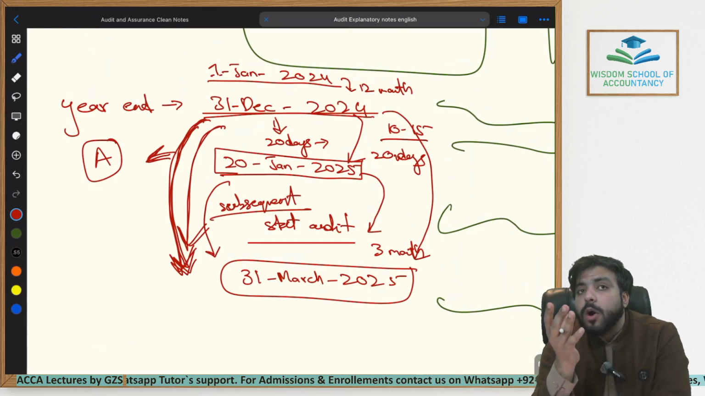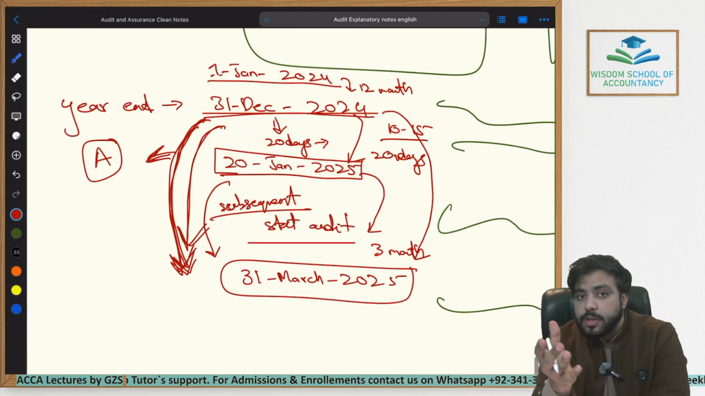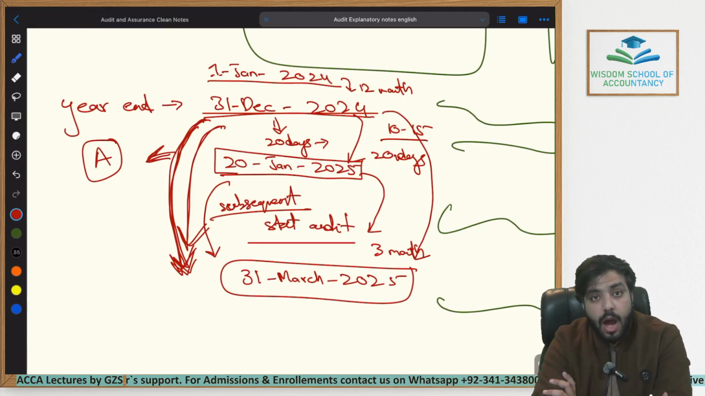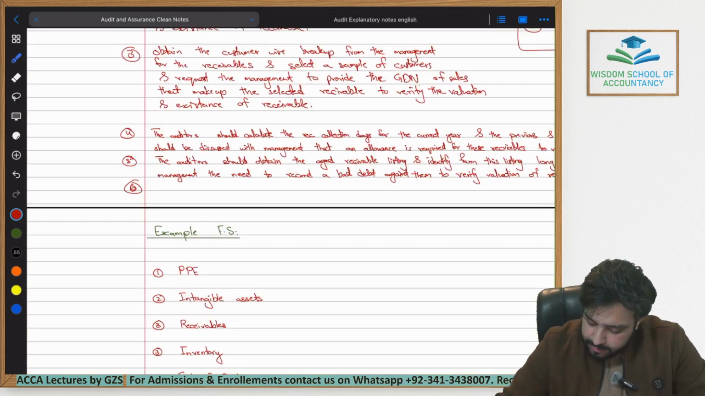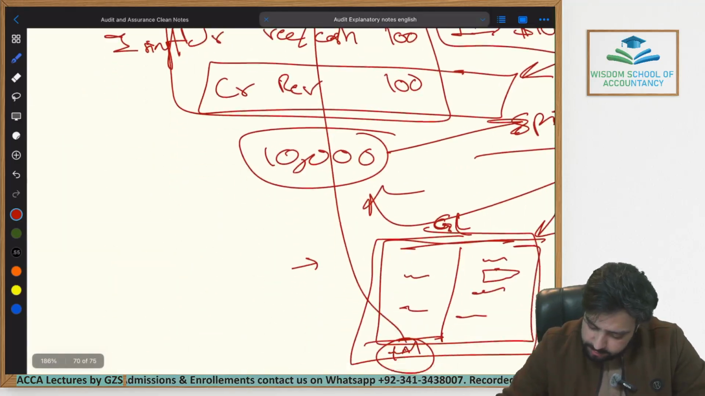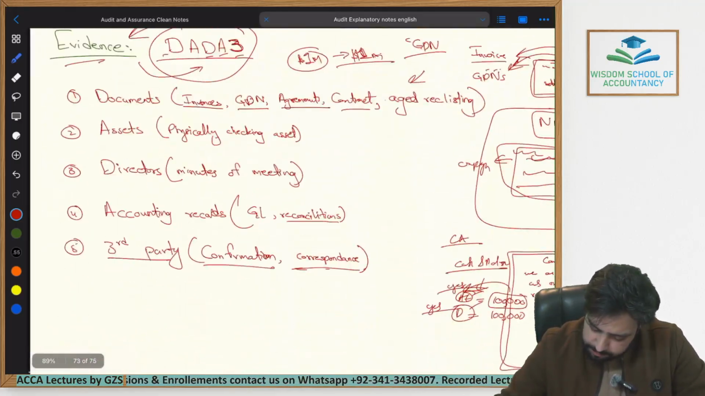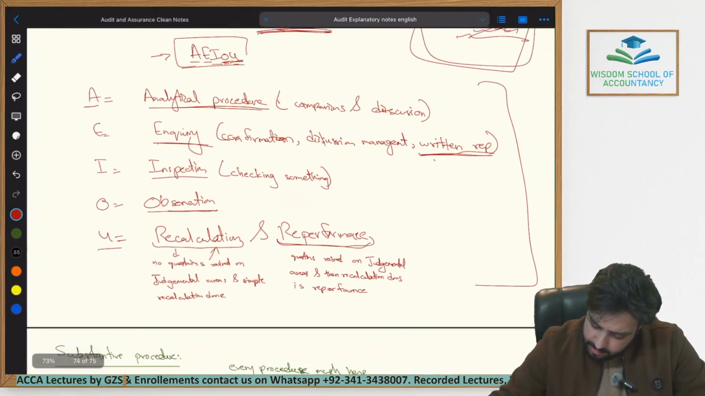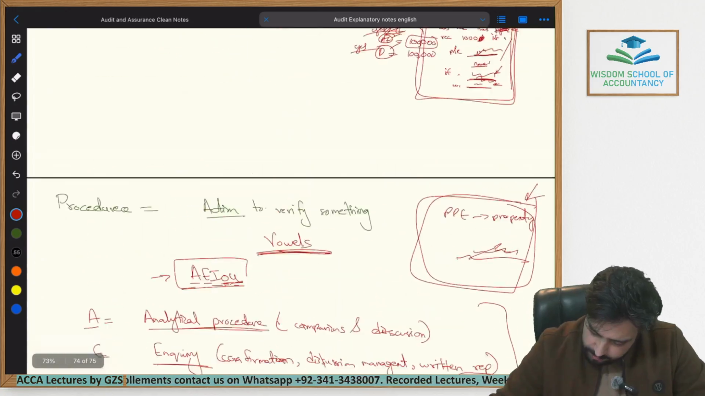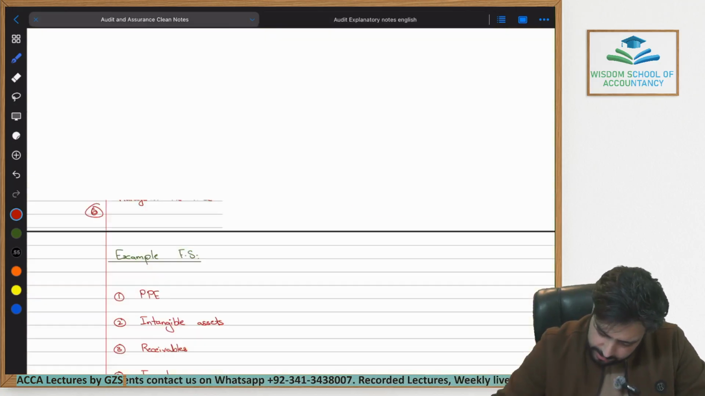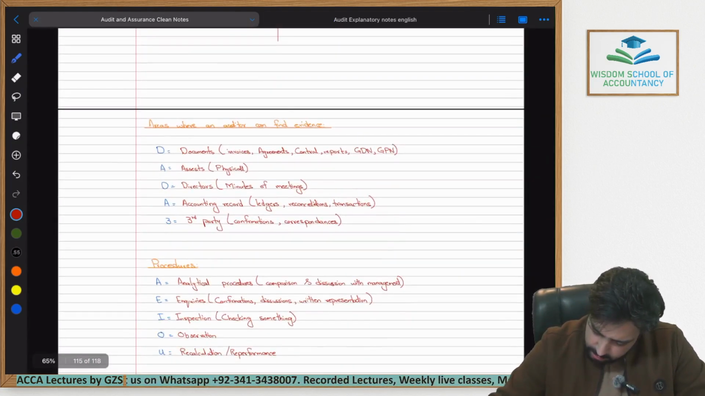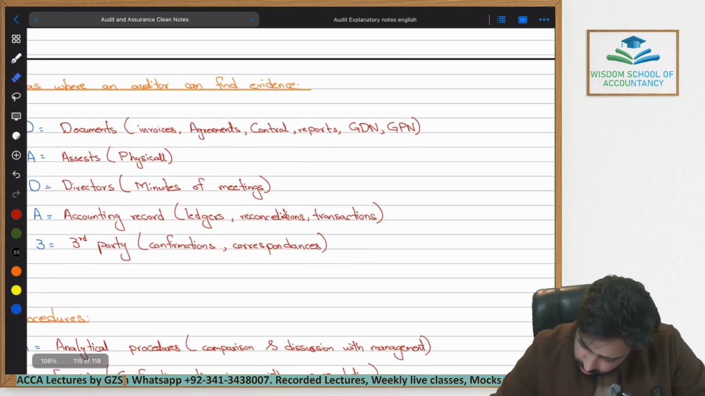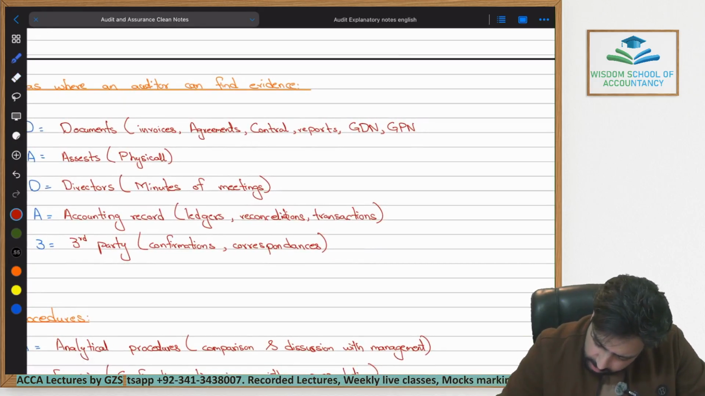But how will the auditor verify which customer has paid and which customer has not paid? How? Simple. Always remember there is another document which the auditor can use. Let me include that here within the list of documents, within the clean notes as well, because the majority of the things I've already included within the clean notes. There is another document which is known as bank statement.